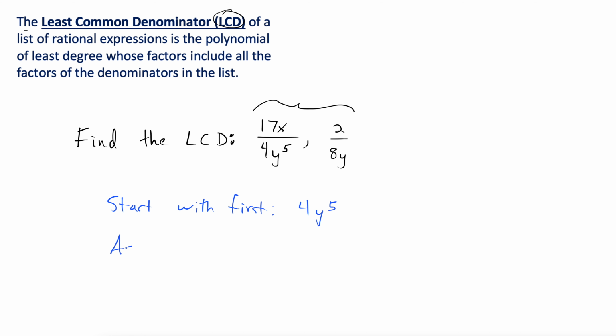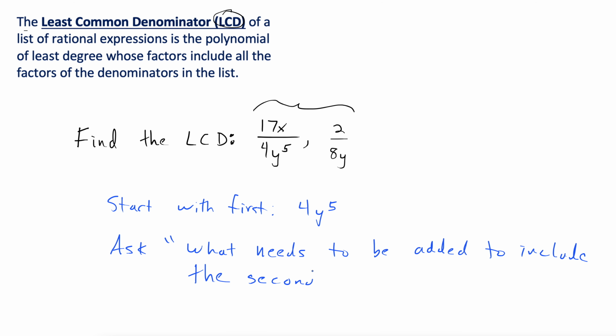And then you ask, what needs to be added to include the second denominator? So to include the second. What needs to be added to include the second? So we have 4y to the fifth. Let's look at the second one here.